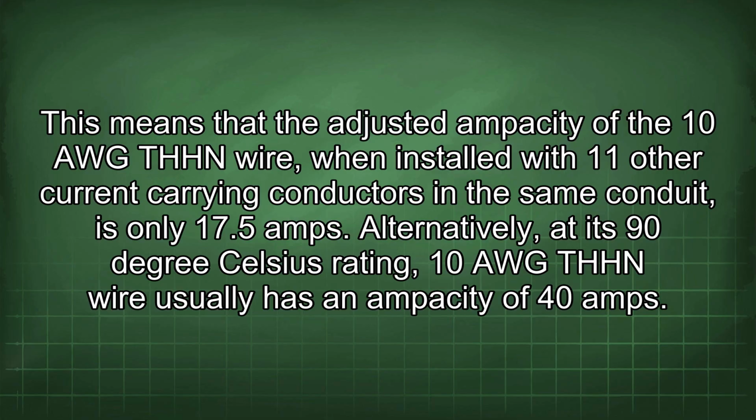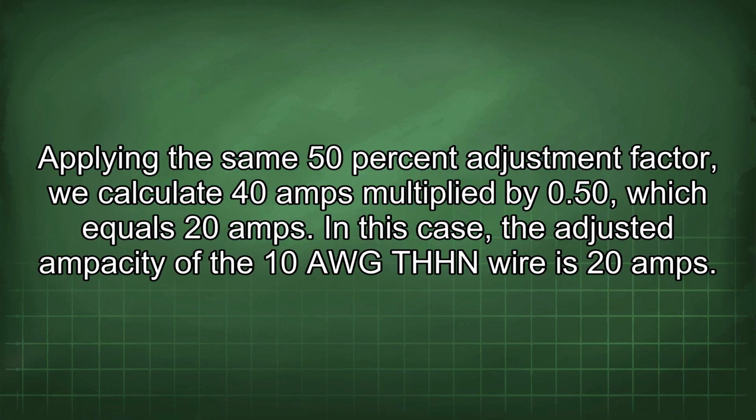Alternatively, at its 90 degrees Celsius rating, 10 AWG THHN wire usually has an ampacity of 40 amps. Applying the same 50% adjustment factor, we calculate 40 amps multiplied by 0.50, which equals 20 amps. In this case, the adjusted ampacity of the 10 AWG THHN wire is 20 amps.